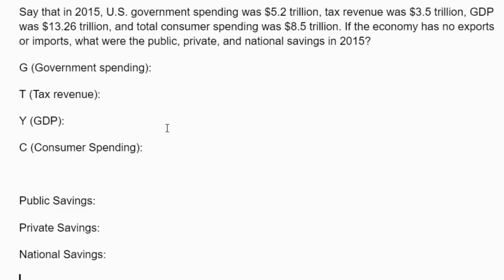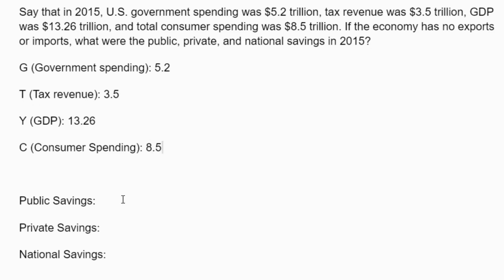So to calculate everything, you need to utilize those four different values given. Government spending, 5.2 trillion, that's G. T for tax revenue, we're told it's $3.5 trillion. Y for GDP, we're told is $13.26 trillion. And C for consumer spending is $8.5 trillion.